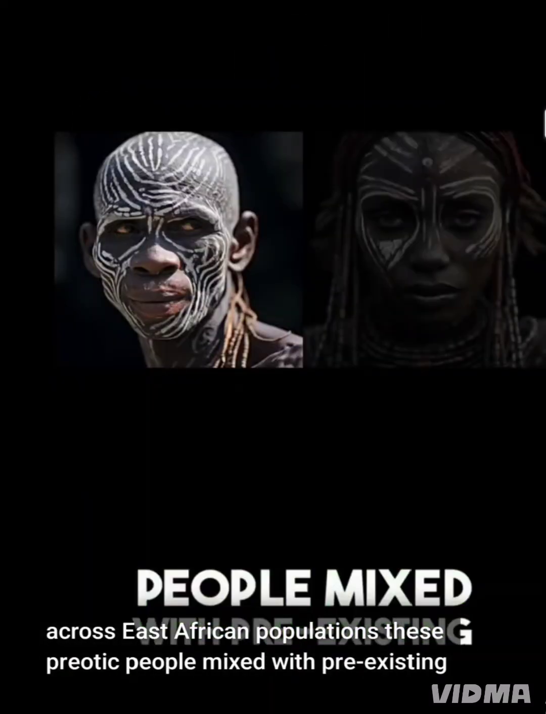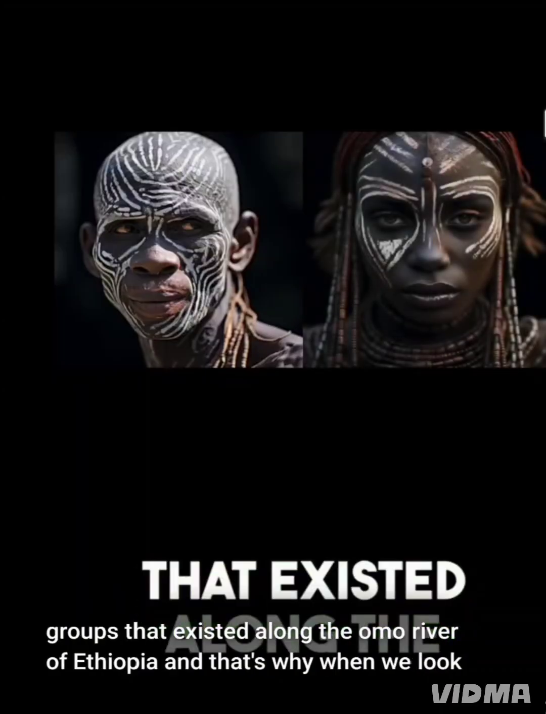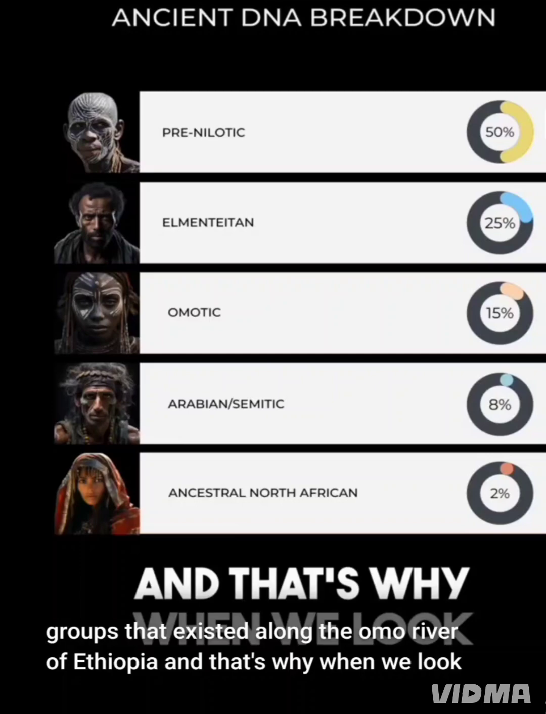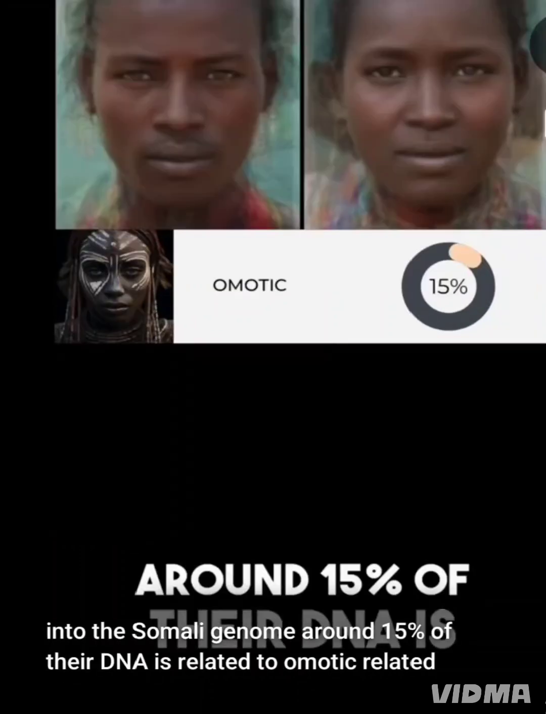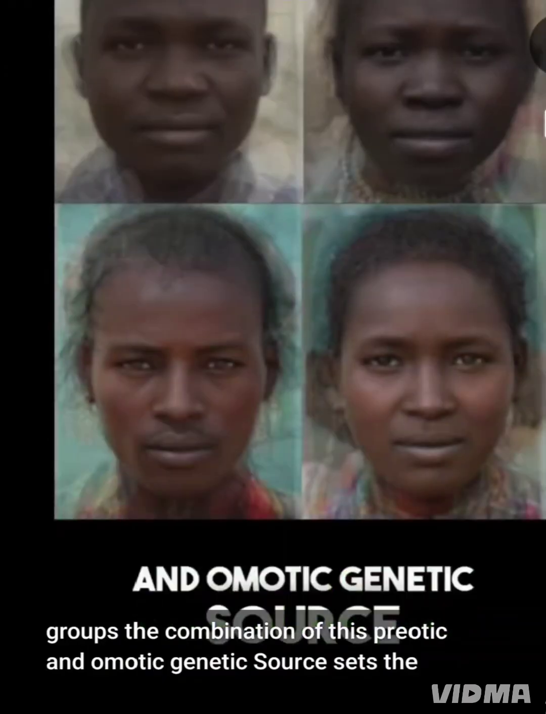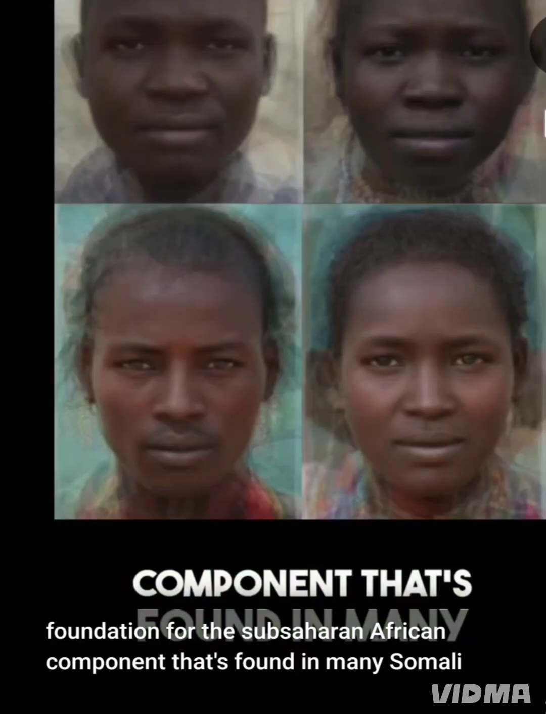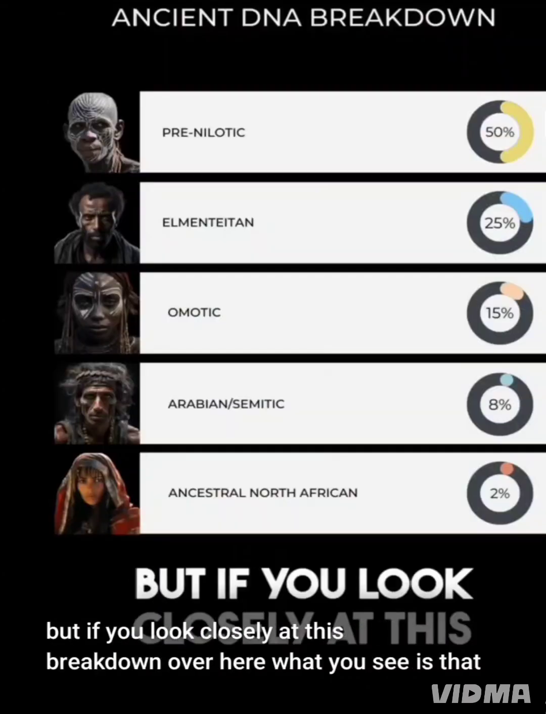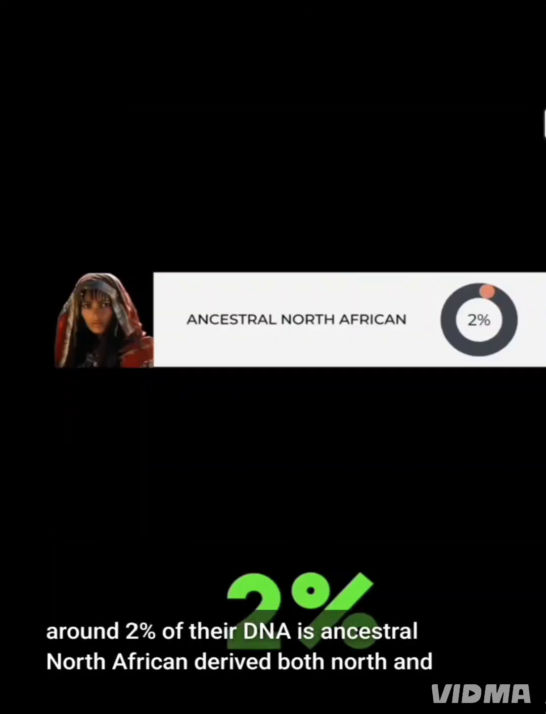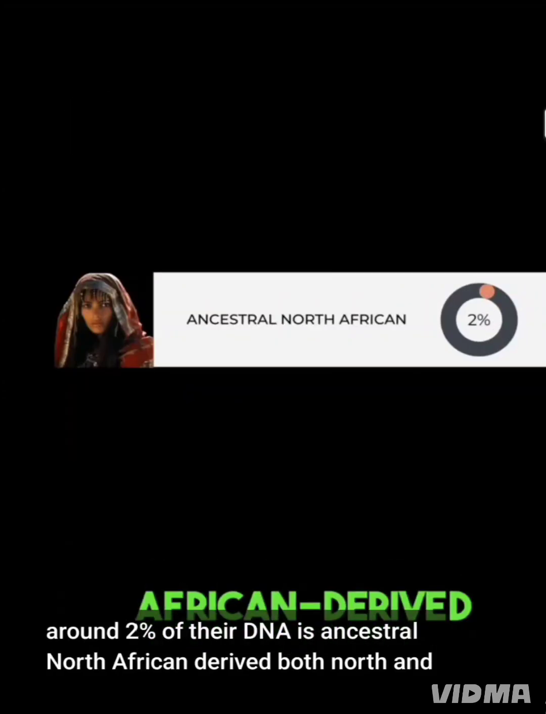These pre-Nilotic people mixed with pre-existing groups that existed along the Omo River of Ethiopia. And that's why, when we look into the Somali genome, around 15% of their DNA is related to Omotic-related groups. The combination of this pre-Nilotic and Omotic genetic source sets the foundation for the sub-Saharan African component that's found in many Somalis. But if you look closely at this breakdown over here, what you see is that around 2% of their DNA is ancestral North African derived.